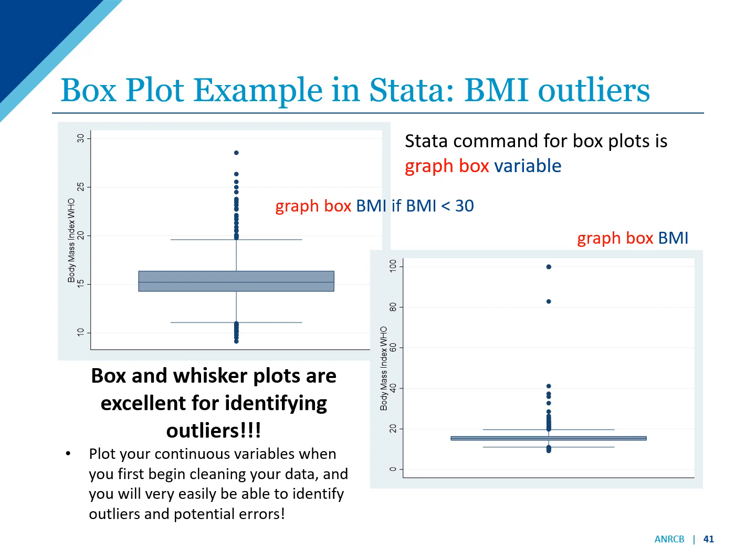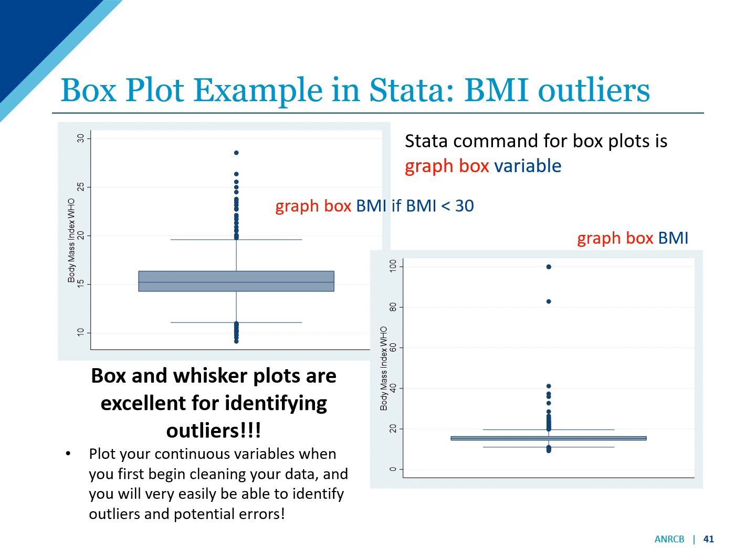The graph on the left, which we viewed in the previous slide, was created using graph box BMI if BMI less than 30. With your mixed sample, run the command graph box on BMI without specifying values, which gives you the box plot on the right. What do you notice? How is it different?